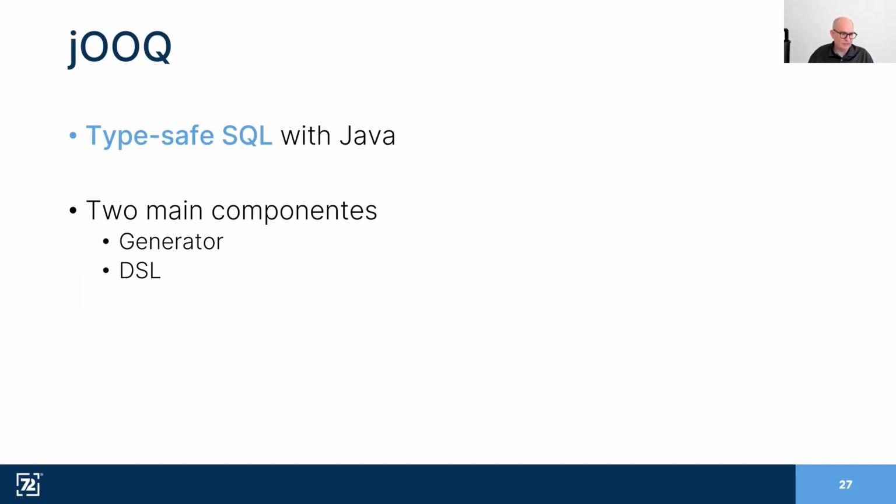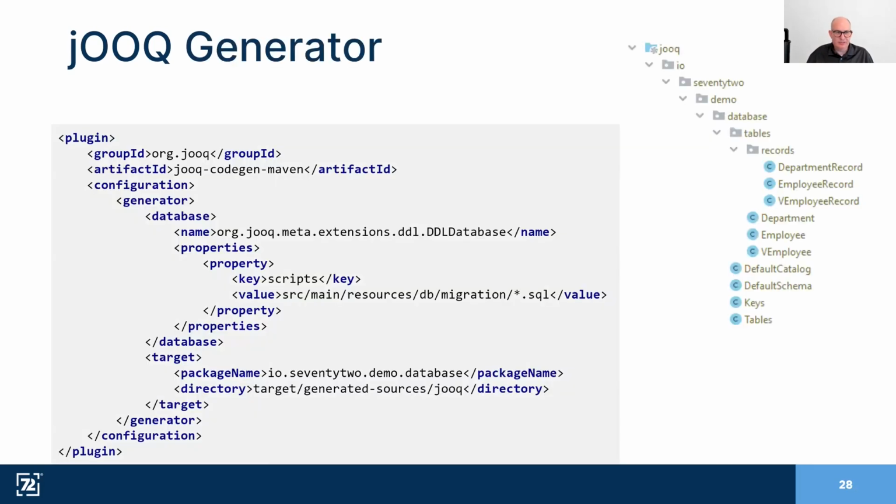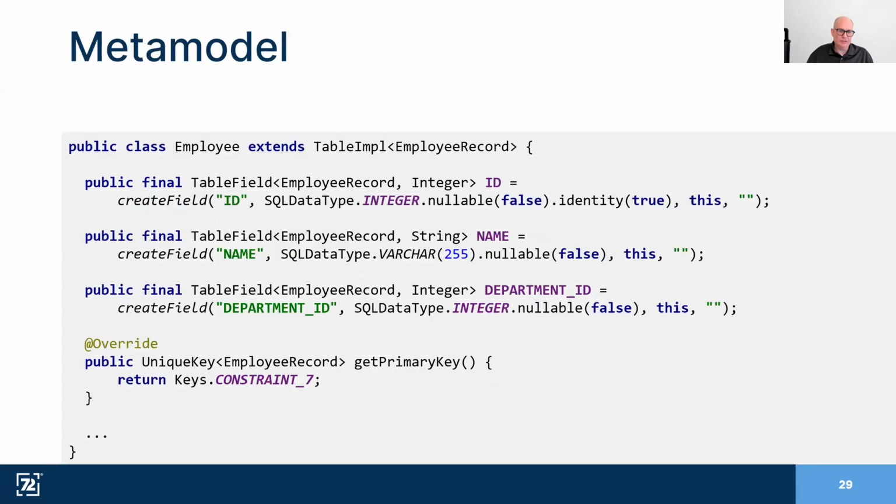It contains 2 components: a generator and a domain-specific language. The generator is simply a Maven plugin, or you can use it in Gradle as well, that generates based on any database or even on database scripts. That's what I use in my demo. It generates a Metamodel, like here. You have a table with all the fields or the columns.